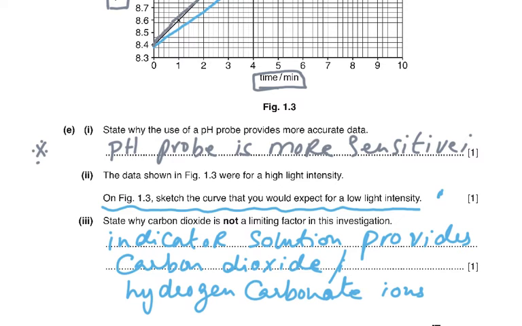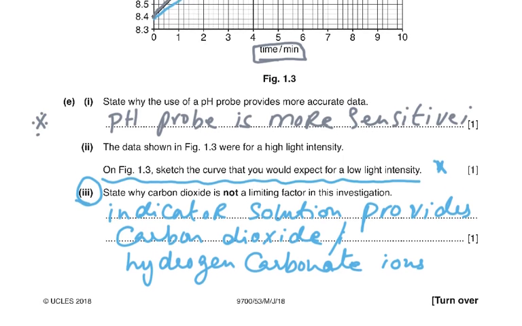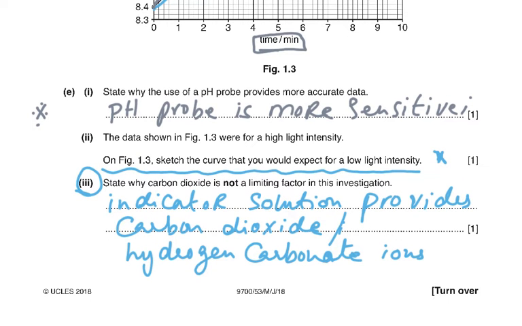So this is the one which I've drawn on the graph, and you can see this curve. Then it says part 3, state why carbon dioxide is not a limiting factor in this investigation. The reason is the indicator solution provides carbon dioxide, or you can say hydrogen carbonate ions, and that of course was not going to be a limiting factor because there was an abundance of that.